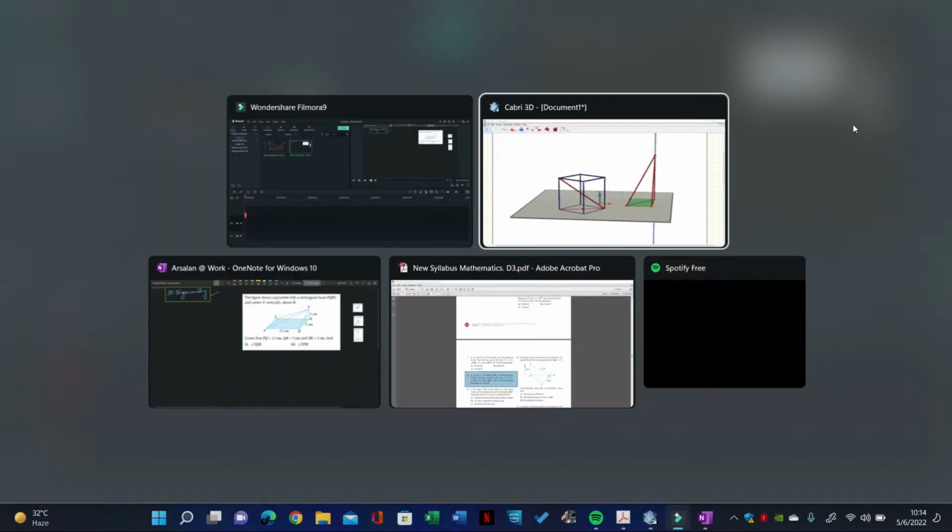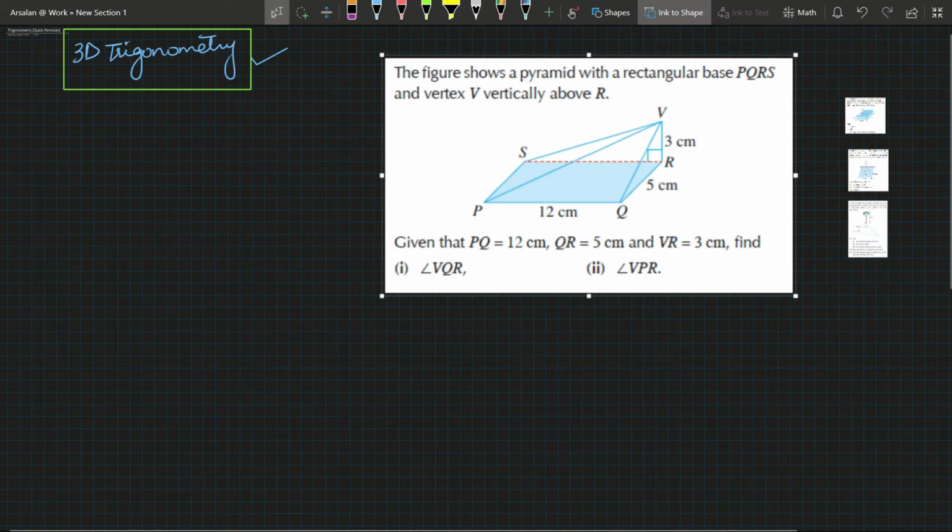Where is my question? The question is here. Okay, so this is something we need to solve. In the figure, a pyramid has a rectangular base. You can see that the rectangular base is here. Okay, PQRS is a rectangle. It is always drawn with shaded color, right? And vertex V is vertically above, making a 90-degree angle at R. You can see this 90-degree angle here as well. Alright.